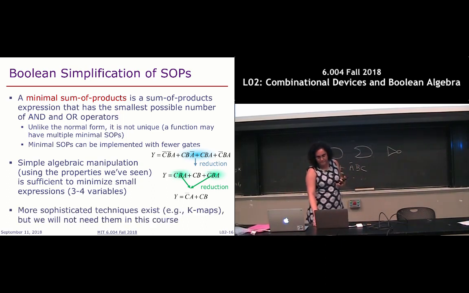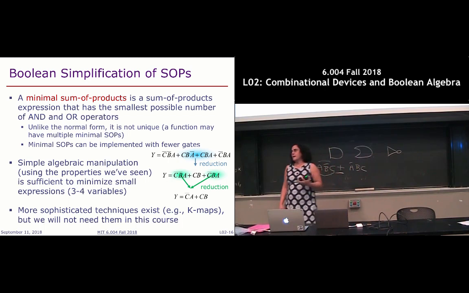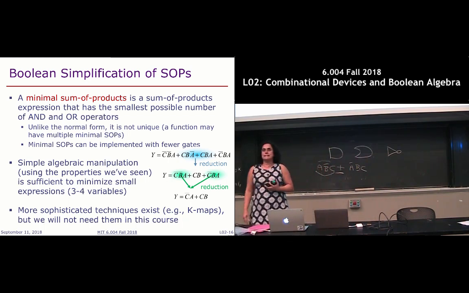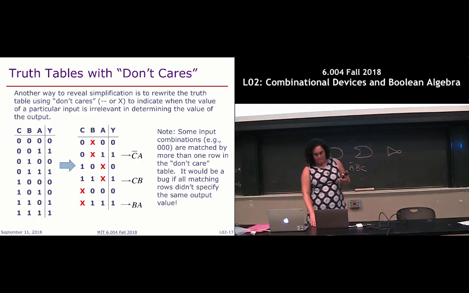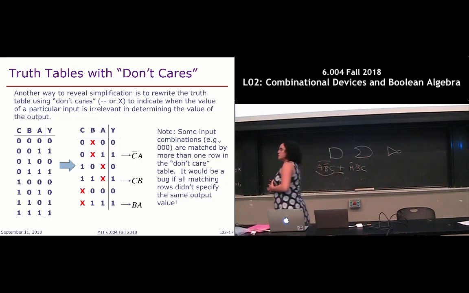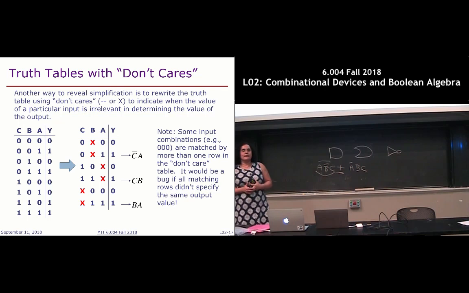functionality. Now, beyond 3 or 4 variables, it starts to get unrealistic to do this by hand, and so we actually use tools to do this. Before we move on to talk about the tools, I want to just point out a couple other methodologies that are used in order to help us with the Boolean simplification.